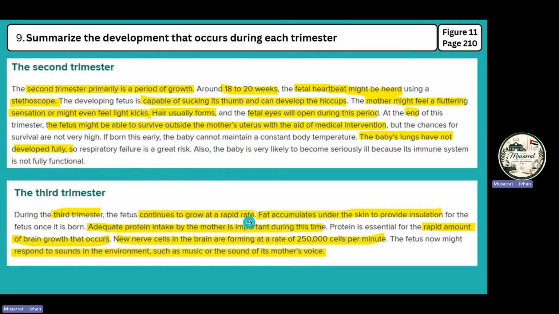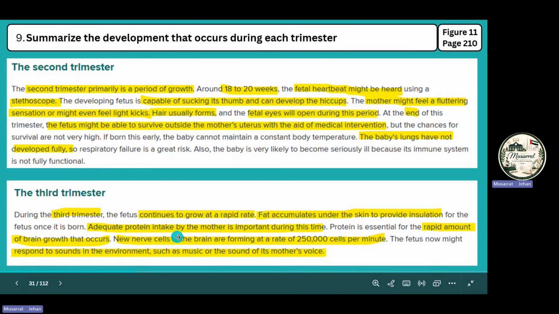It continues to grow at a rapid rate. Fat accumulates under the skin. Now, what's happening here? Fat is accumulating. Adequate protein intake by the mother is important during this time.